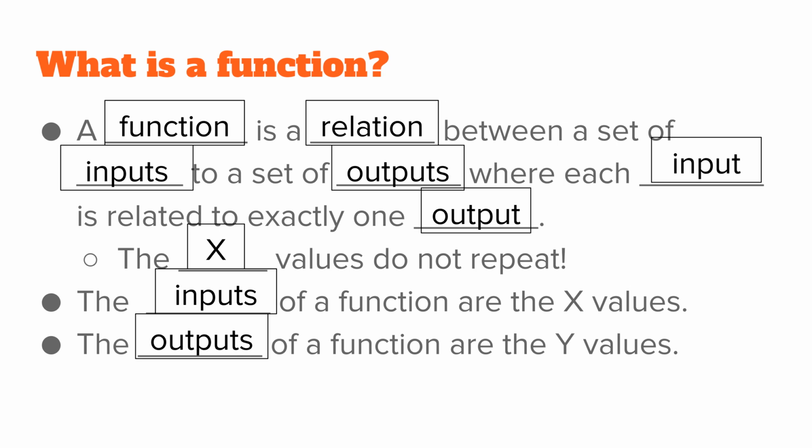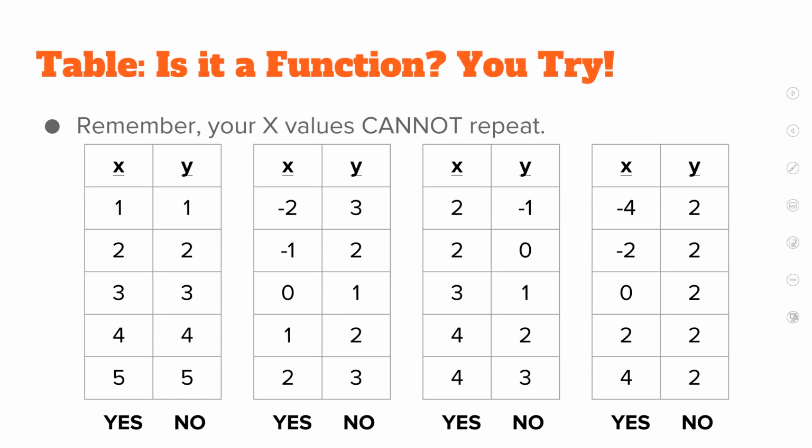In order for them to be a function, their x values cannot repeat. So that means for each input, there's exactly one output. So your x values are not repeating. Let's look at some examples of this when I give you some tables. So remember, your x values are not repeating, so we're going to determine if these are functions or not.